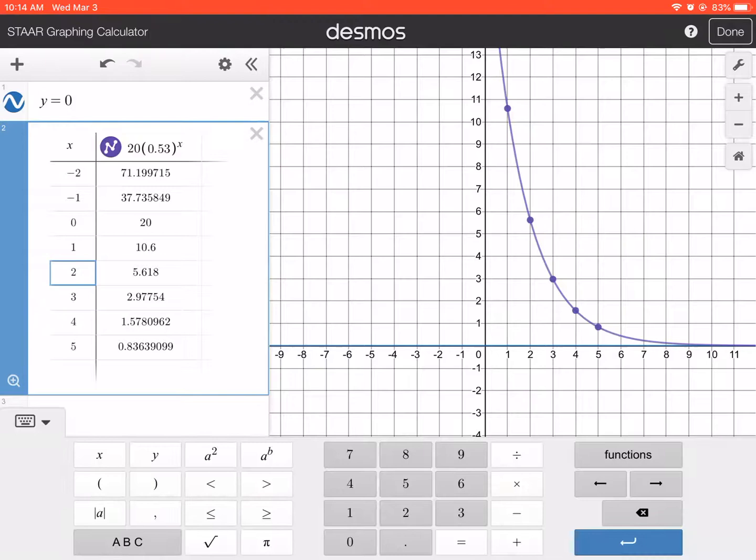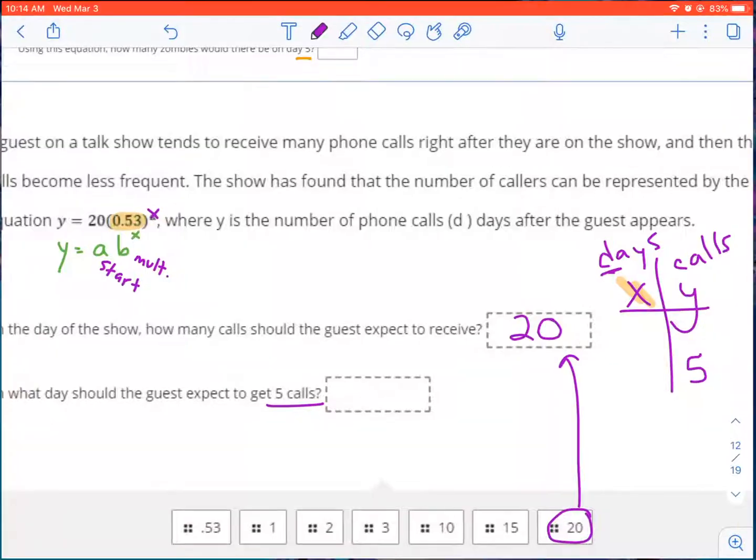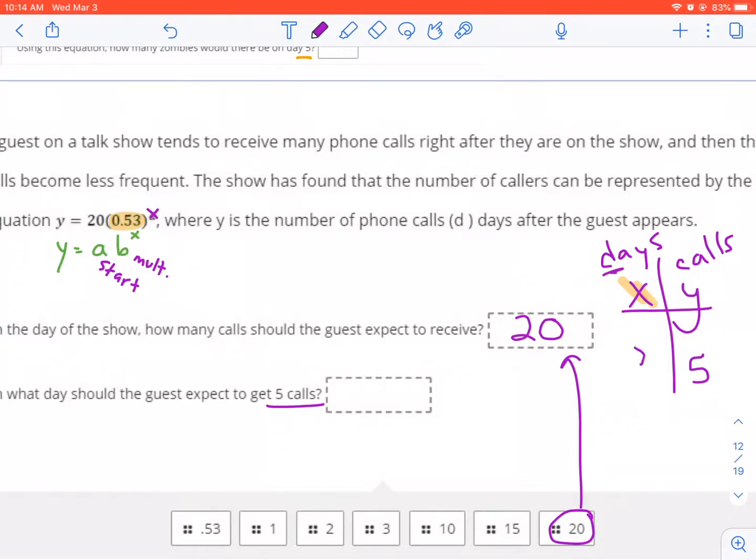The question was how many days, so we need that 2. The 2 is in the days column. So we have our 2 in the days column, and so that would be our 2.